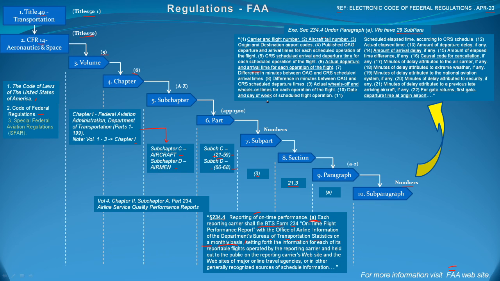Date and day of week. Definitely we didn't spend too much time on day of week, but date was part of almost each table and almost each graph. Amount of departure delay, amount of arrival delay. Here are the requirements about cancellation. Do you remember about machine interruption ground? Four gate returns, first gate departure time at origin airport, etc., etc., etc.